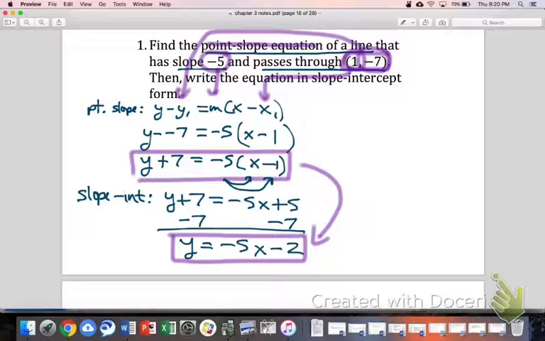Okay, so we're going to move on to example number 2. But of course, if you have questions, feel free to go back and rewind the video, ask each other questions, and make sure that everybody's doing pretty well before we move on to example number 2.